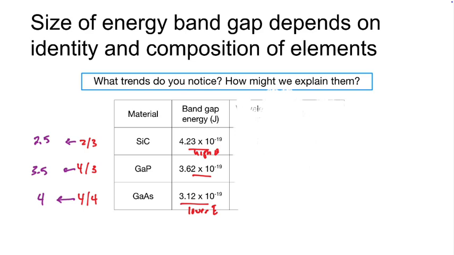So there's a couple things that are changing. The easiest thing that's changing, the band gap is getting smaller. Why is the band gap getting smaller? What else is changing as we go from 2.5 to 3.5 to 4? The size of your individual atoms is getting larger. The larger that atom is, the smaller the band gap becomes.